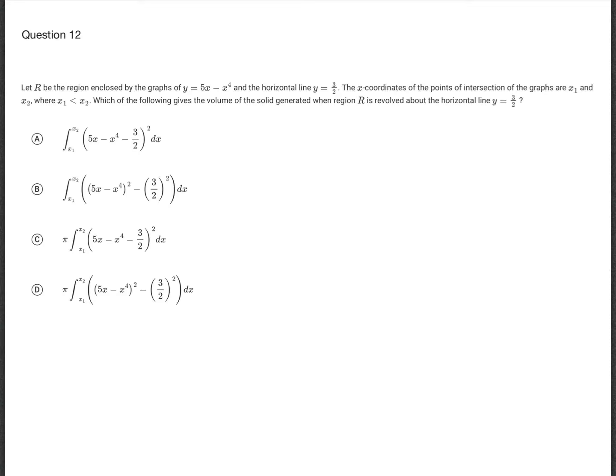Okay, next one, they say let R be the region enclosed by the graphs of y equals 5x minus x to the fourth, and the horizontal line y equals 3/2. Okay, the x coordinates of the points of intersections of the graph are x1 and x2, where x1 is less than x2. Which of the following gives the volume of the solid generated when R is revolved around the horizontal line y equals 3/2? Okay, let's draw this picture just roughly.